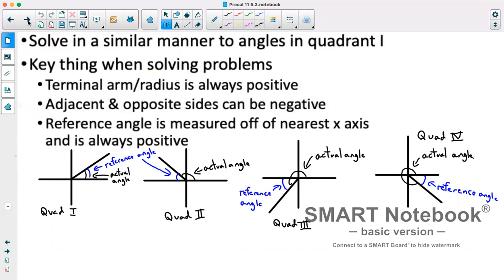Our reference angle is measured off our nearest x-axis and is always positive. So in quadrant 1, our reference angle and our actual angle are the same thing. In quadrant 2, our actual angle goes from here to here, but our reference angle goes to nearest x-axis. In quadrant 3, our actual angle is from here to here, and once again, references to nearest x-axis. In quadrant 4, our actual angle is this angle here, and then our reference angle is to this axis here.